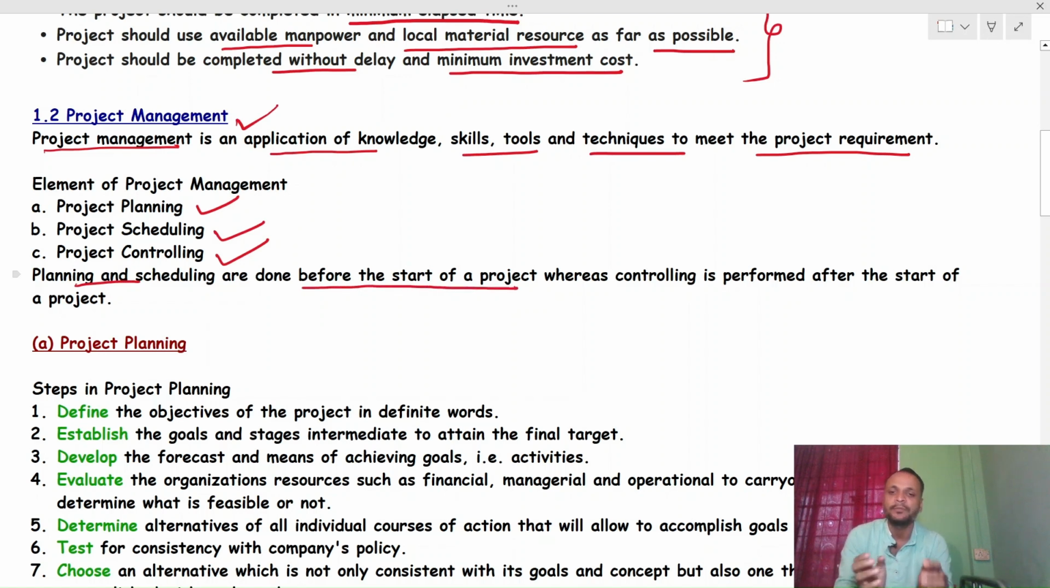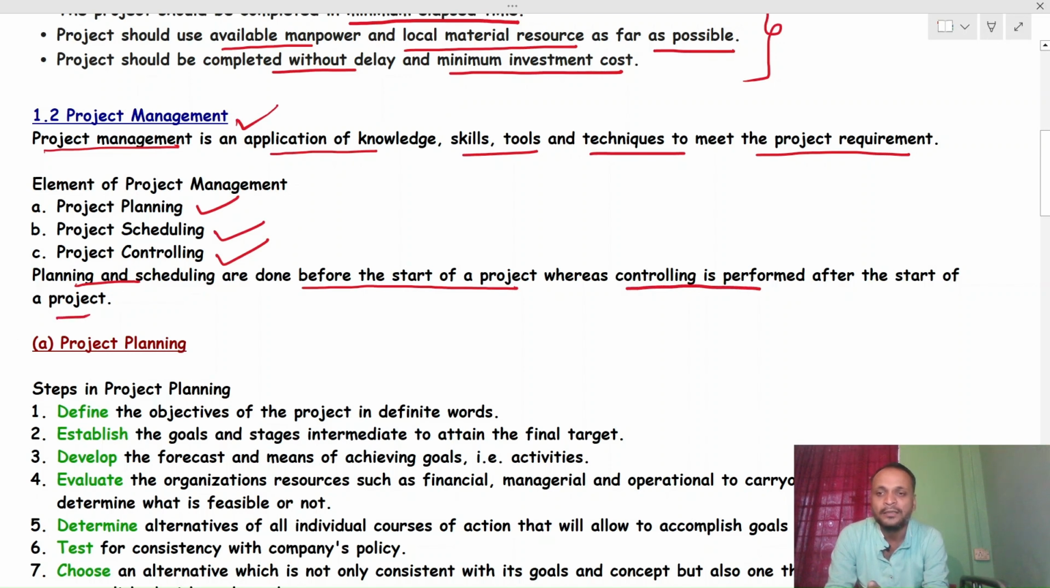Before you start the project, what do you have to do? You have to plan about the project, how your project will go. Also you have to schedule at what time and after which activity you have to do the next activity, right? That is called project scheduling. So these two things you have to do before the start of the project, whereas controlling is performed after the start of the project.